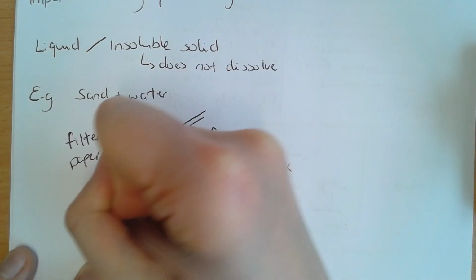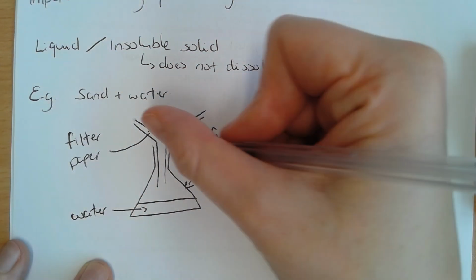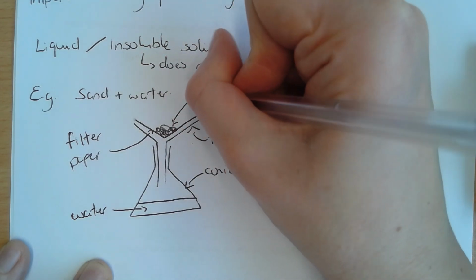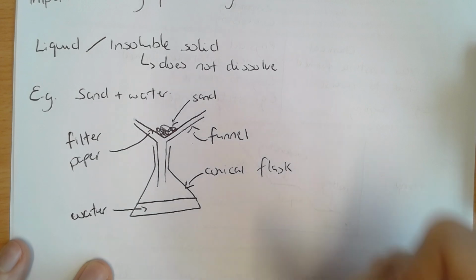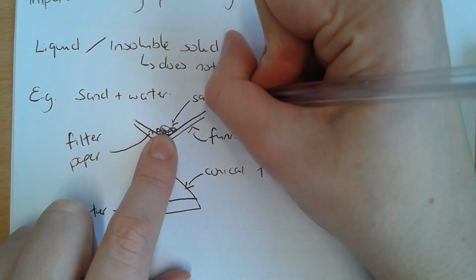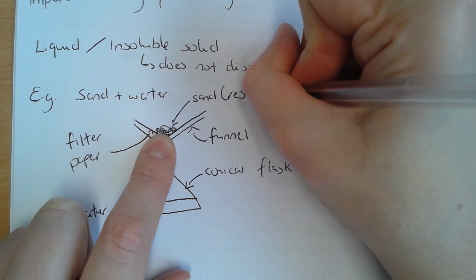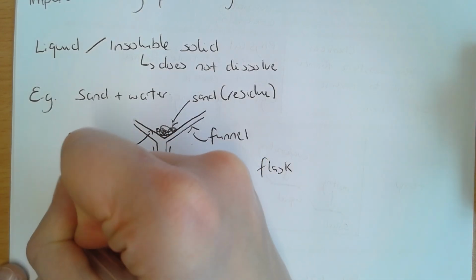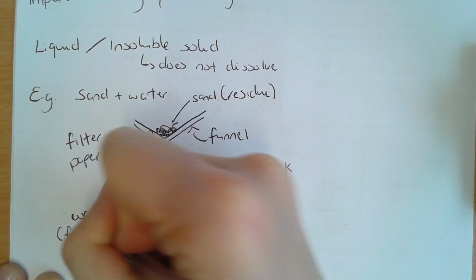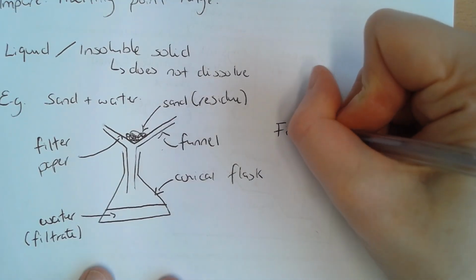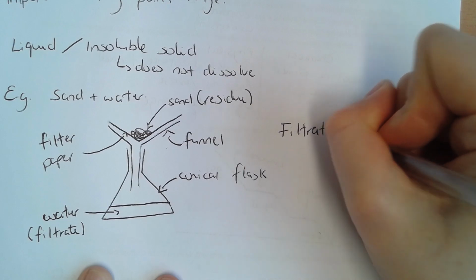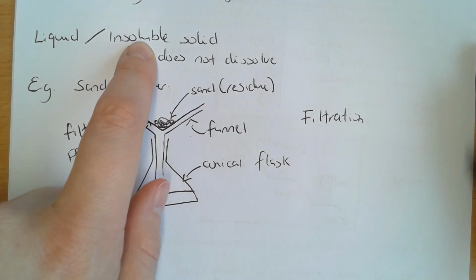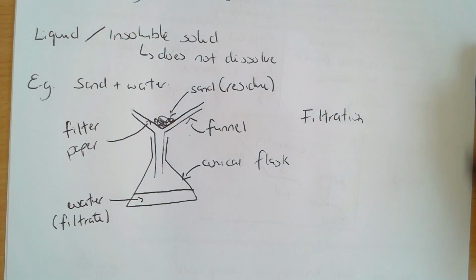So my water will end up in the conical flask, but my sand is going to get stuck in the filter paper, and it's going to stay in the filter paper. We call whatever gets stuck in the filter paper the residue, and whatever passes through the filter paper, we call that the filtrate. The technique is called filtration. Okay, so that's what the technique is called, filtration. That's how we separate an insoluble solid, something that doesn't dissolve, from a liquid.